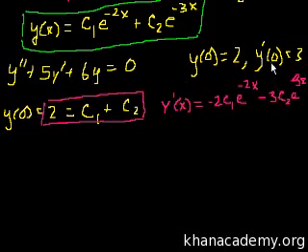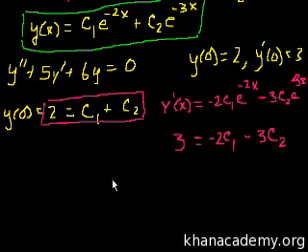And now we can use our initial condition. y prime at 0, so when x is equal to 0, what's the right-hand side equal? It's -2 times c1, and then e to the 0, so that's just 1. Then -3 c2, and once again, x is 0, so e to the -3 times 0 is just 1, so it's just 1 times -3 c2. And it tells us that when x is equal to 0, this whole derivative equals 3. y prime of 0 is equal to 3.